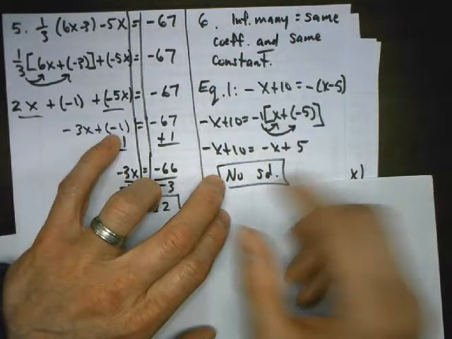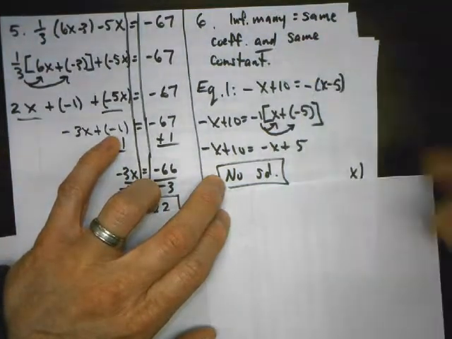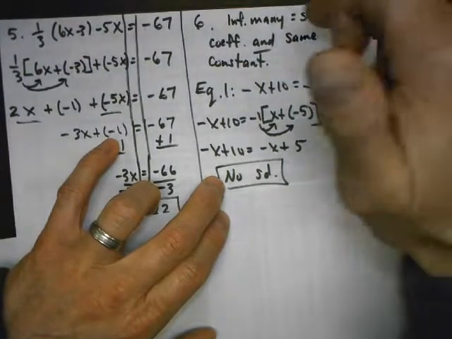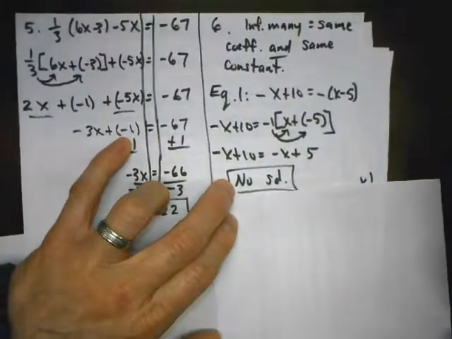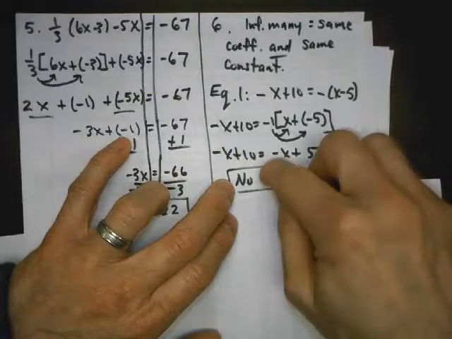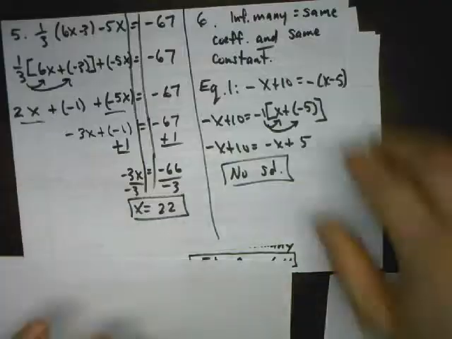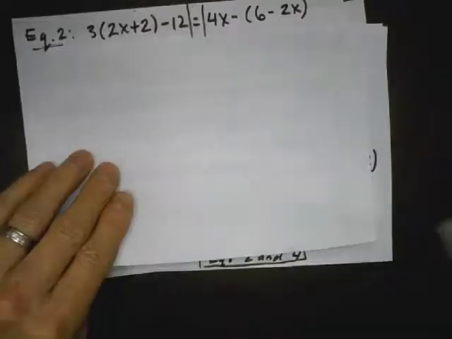We need to know that, right? Because different test questions will ask for no solution or one solution. We're looking for infinitely many this time, but read the directions because it always changes. So that one's no solution. That's not part of our answer. Equation 2 we go to now.